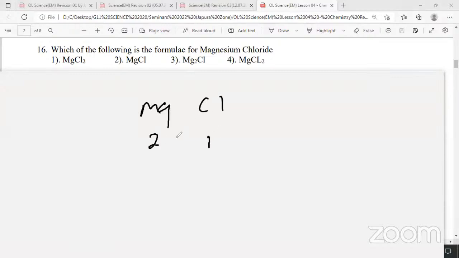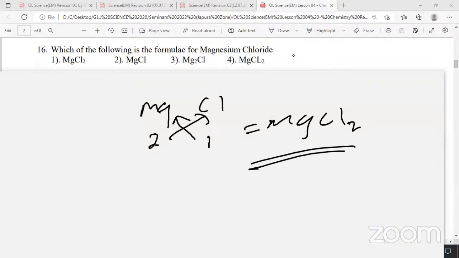Magnesium valency 2, chlorine valency 1. When you interchange, you get MgCl2. But be careful, chlorine is Cl, L is not capital. So you get the answer: MgCl2, answer is the first one.